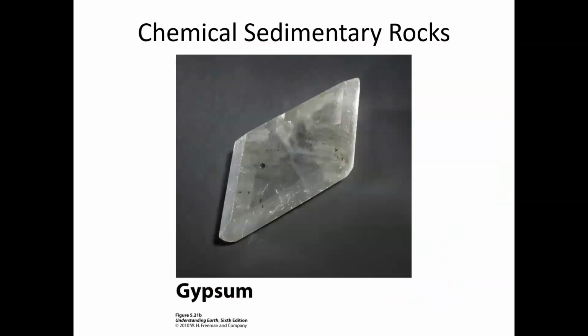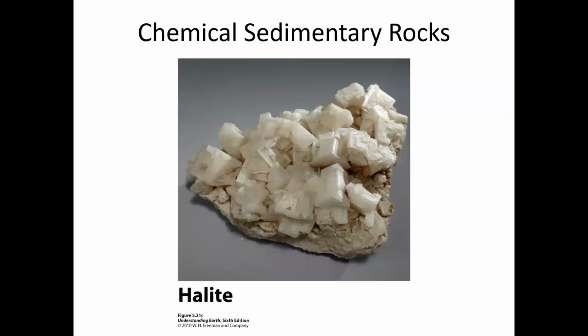Some other ones, right? Gypsum was a mineral that we've already talked about. Calcium sulfate, it's pretty soft. And halite, remember, it forms those cubes. And these two are evaporite deposits.